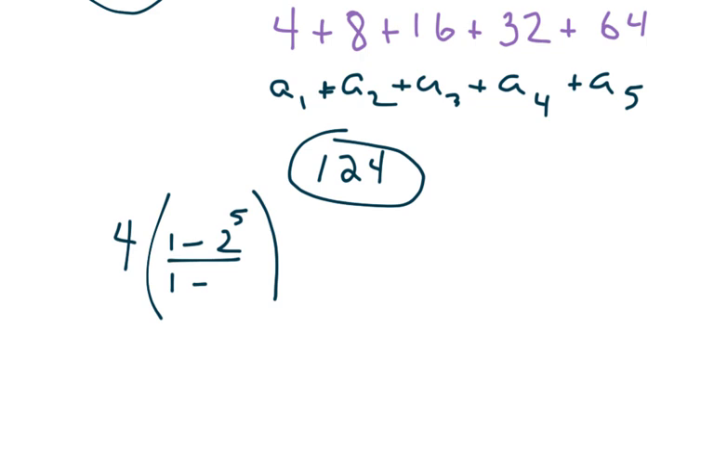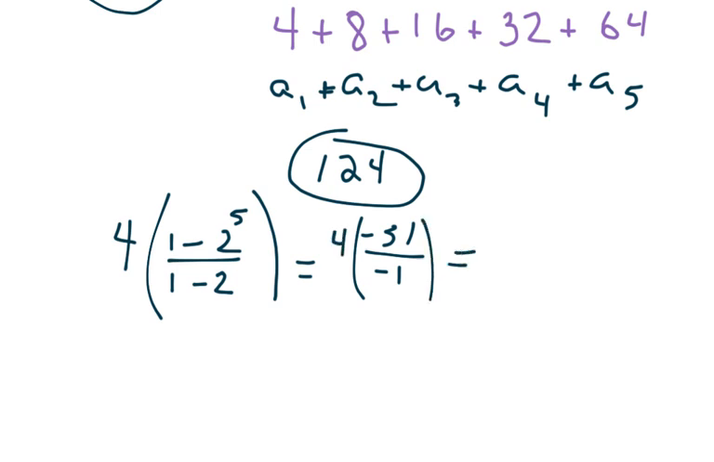Okay, and it's all over 1 minus 2. So we need to take a second and we can plug this into a calculator. You could actually go ahead and know that 2 to the 5th power is 32, if you knew your multiplication facts, that 2 to the 4th power is 16. So 2 to the 5th power is 32. So 1 minus 32 is negative 31, all over 1 minus 2, which is negative 1.